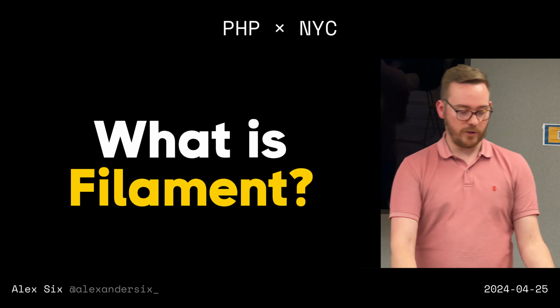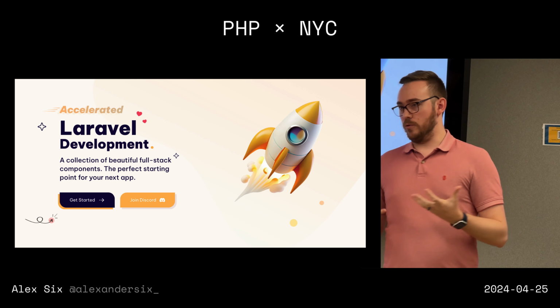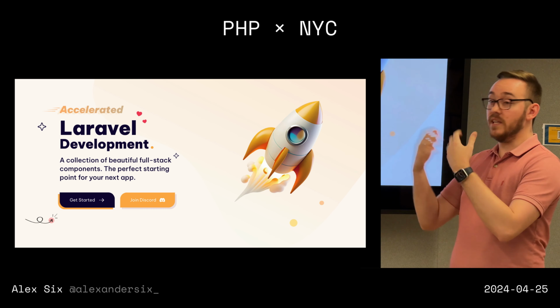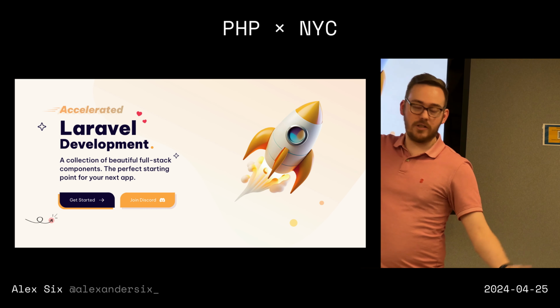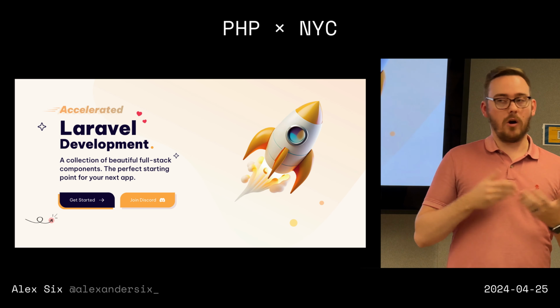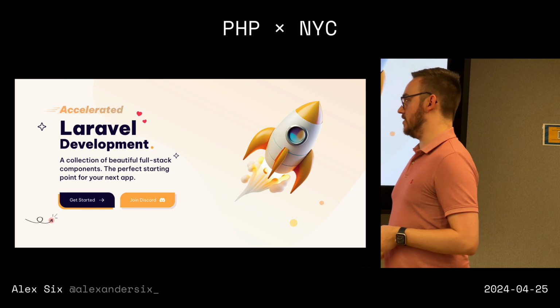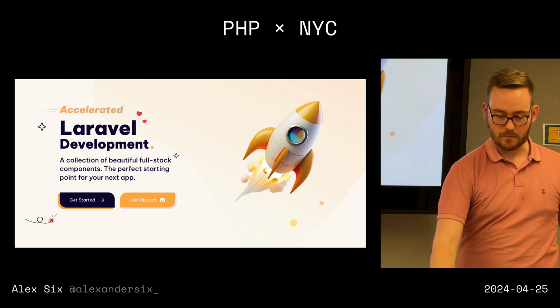So, we're going to start with what is Filament. Simply put, Filament is a collection of full stack components that really exist to make development faster, to accelerate your Laravel development. Filament's built on the Tall Stack, so if you already use these Tall Stack technologies, you should feel right at home with these Filament components.